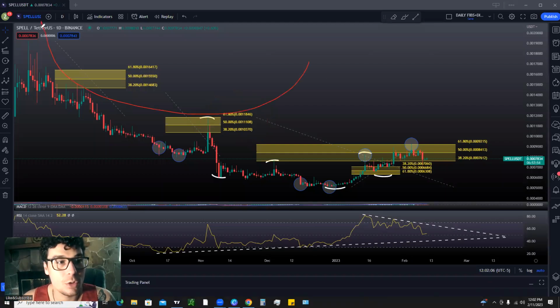Super excited for today's video update on Spell token. SPELL is the ticker. Now, we got exactly what we were looking for. We are using the Fibonacci retracement levels as well as the relative strength index to help us figure out the price action and determine whether we should be making some entries or some exits.